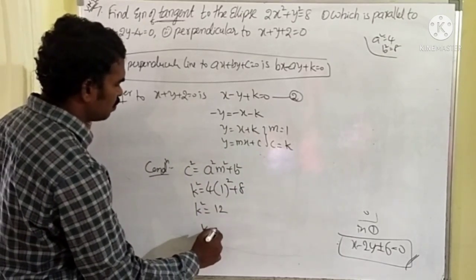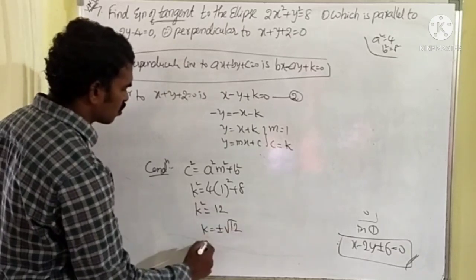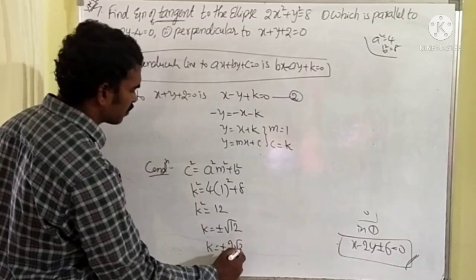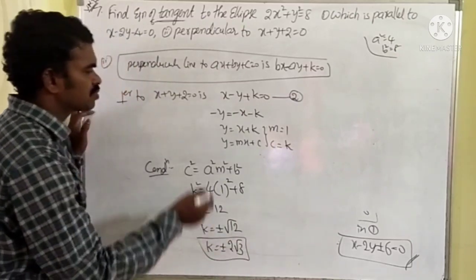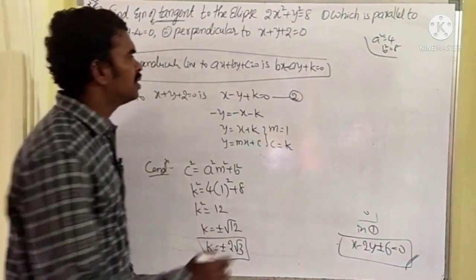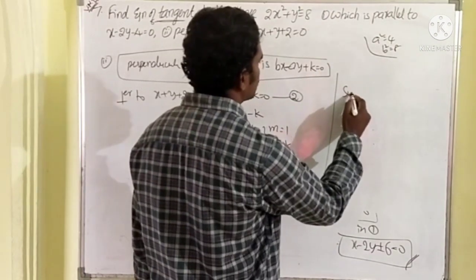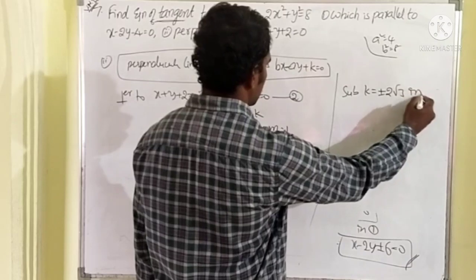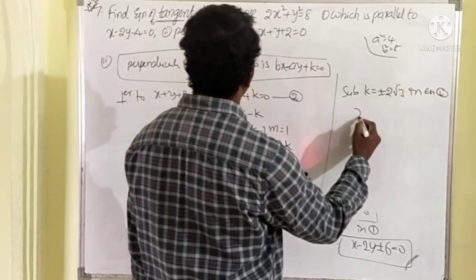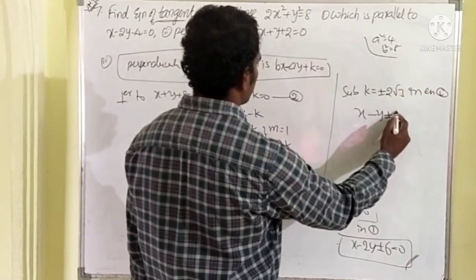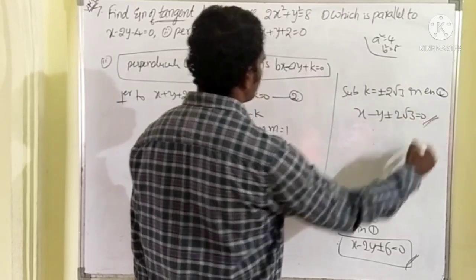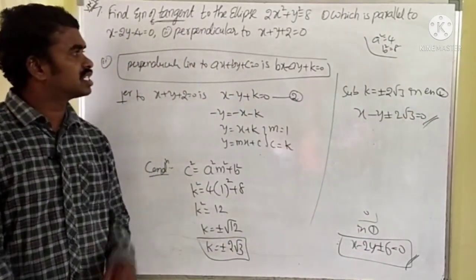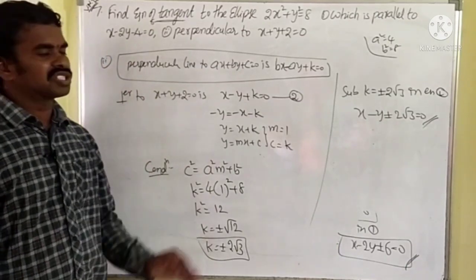So k equals plus or minus root 12. Root 12 means root of 4 times 3, so 2 root 3. So this is the k value. Substitute the k value in equation 2, and that will be the answer. Substituting k equal to plus or minus 2 root 3 in equation 2, x minus y plus or minus 2 root 3 equals 0 is the required answer. So that is the perpendicular, and this is the parallel line equation. Got it? This is the 7th question solution.